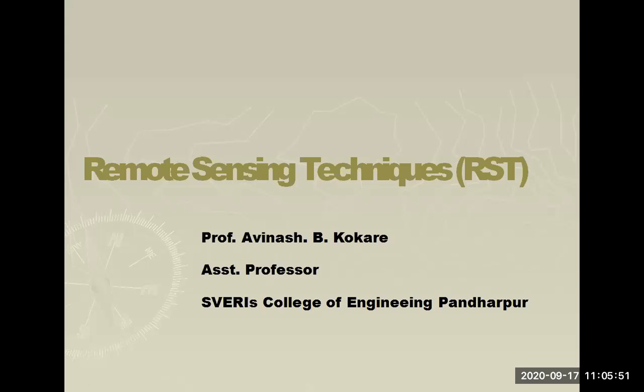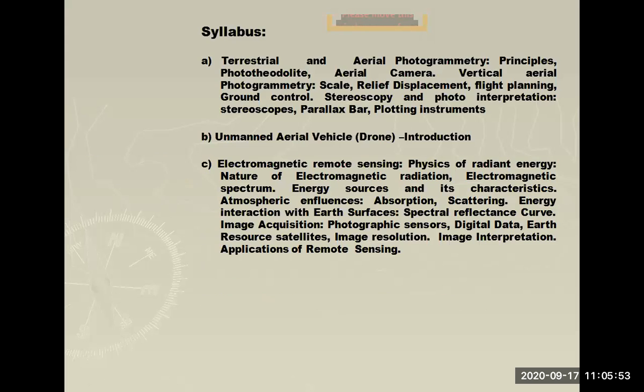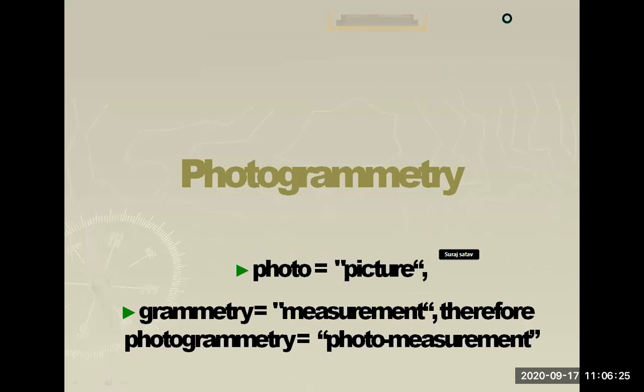Okay. So this is the syllabus of the remote sensing techniques, which we have to learn in the next 15 lectures. The syllabus related to remote sensing is terrestrial and aerial photogrammetry. Can anyone tell me the definition of remote sensing? You have learned that definition in first year engineering, in the basics. So can anyone tell me what is remote sensing?